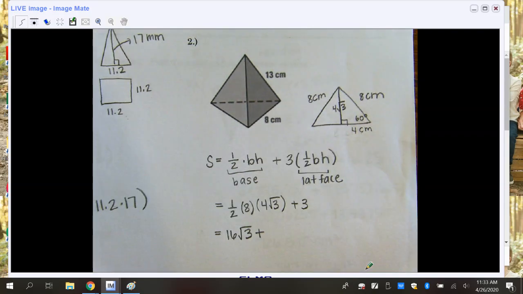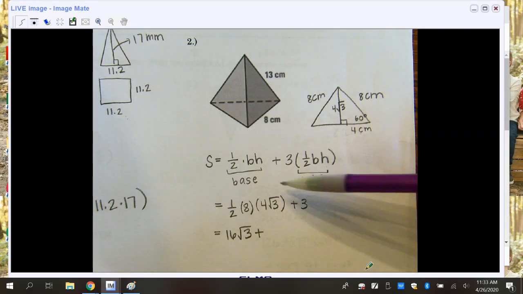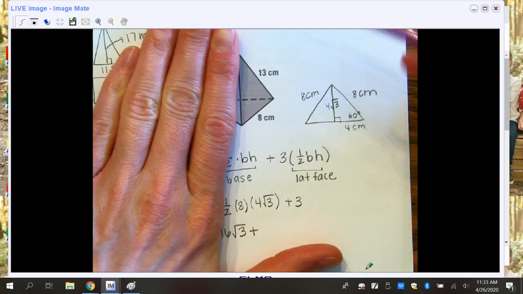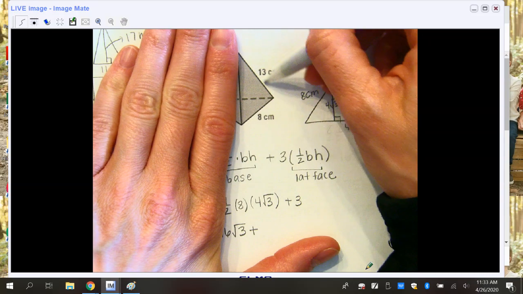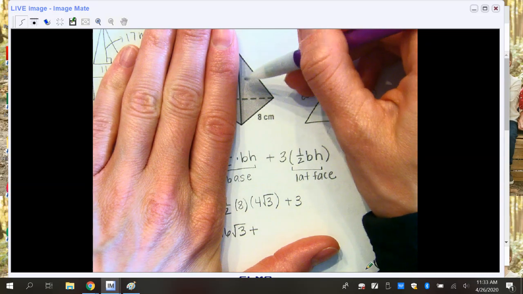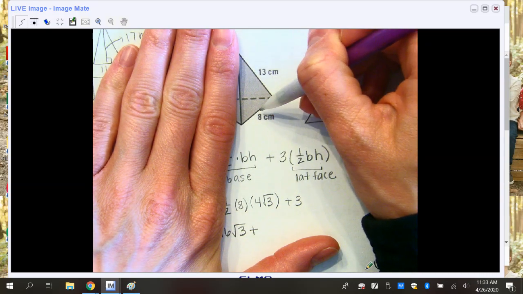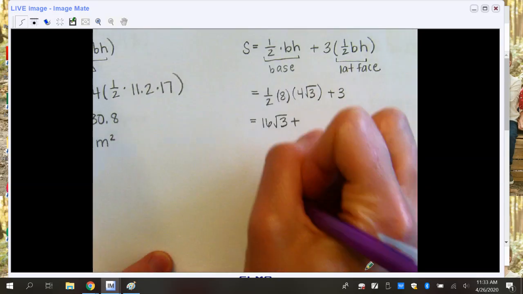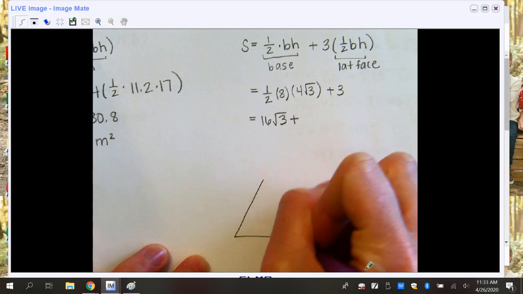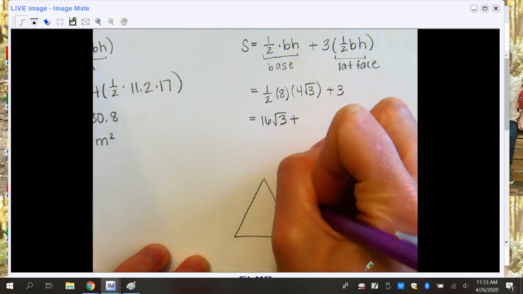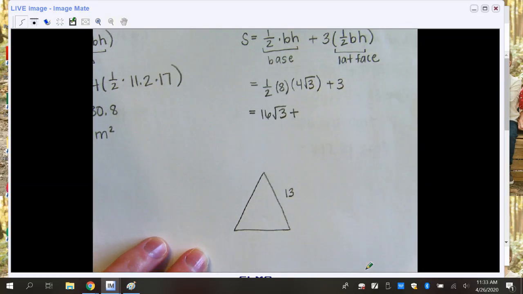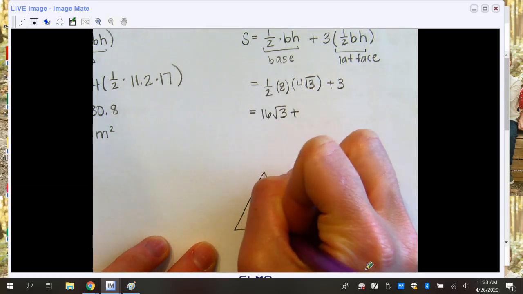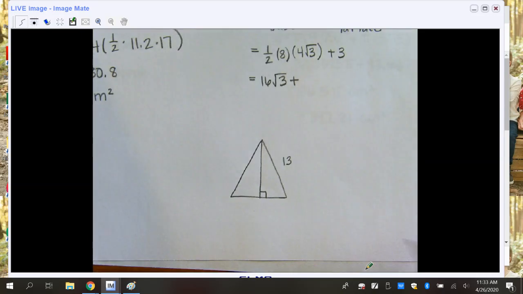So now I need to find the parts of the lateral faces, which are these guys right here. So again, the 13, that is not the slant height. That is not the part that I need. If I were to draw this triangle out separately, I should have done this. I'm going to do that down here. This part is 13. So I'm drawing that right triangle.